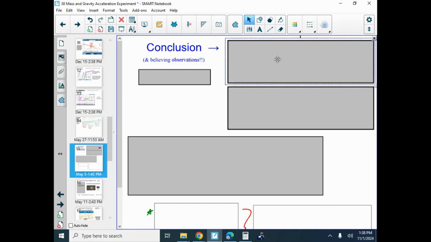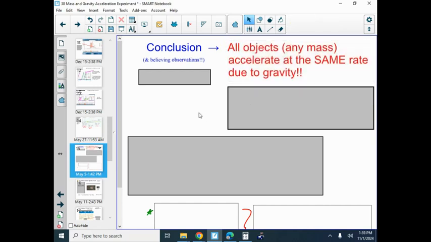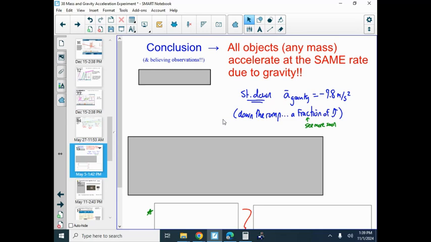So the conclusion is that, basically what we're saying is, it doesn't matter if it's on a ramp or not, we're seeing that all objects, any mass, accelerate at the same rate due to gravity. And they go straight down. If it's a straight down acceleration, it's straight down at 9.8 is the actual number. And we'll see later on about the fraction of the ramp thing to do with components. It's kind of a neat connection we can go back to.